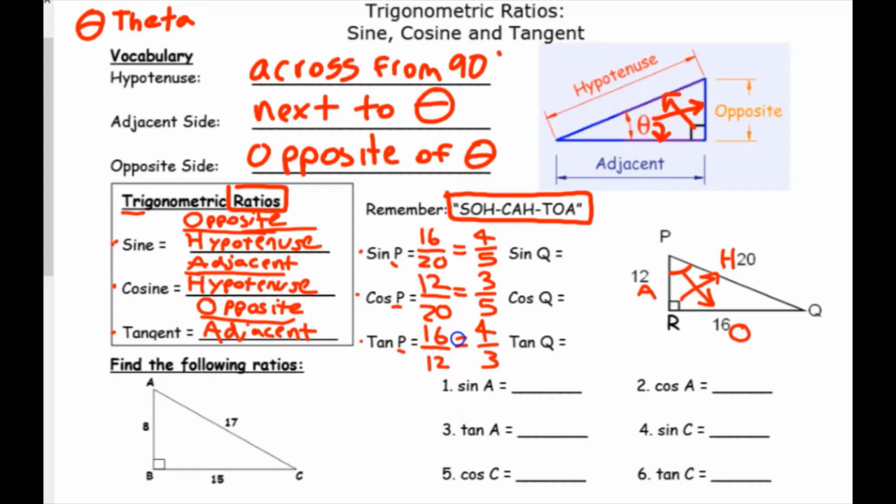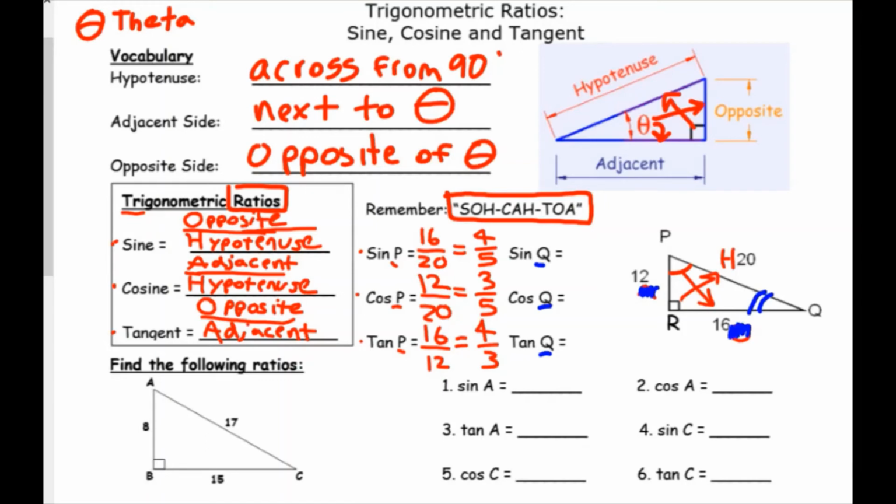What's different about these three over here? The angle has changed to Q. Now I'm doing this in blue. So now I'm starting over here at Q. That means O, H, and A are going to change. Well, H doesn't change. By the way, H is always across from 90, right? But I want you to cross out A and cross out O. Those have to change when you change your angle.